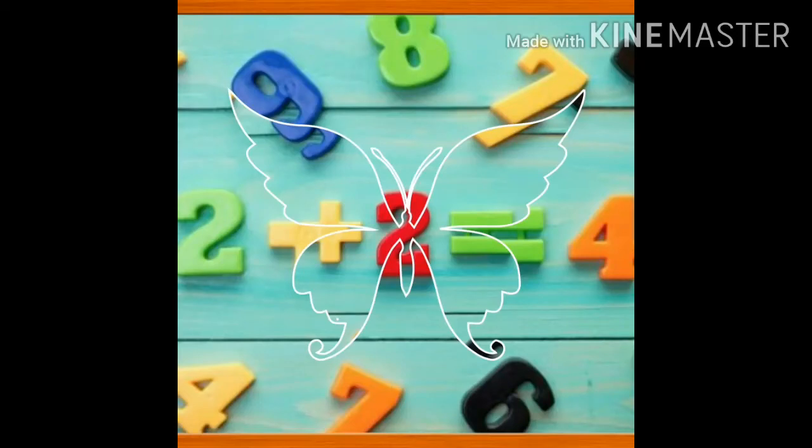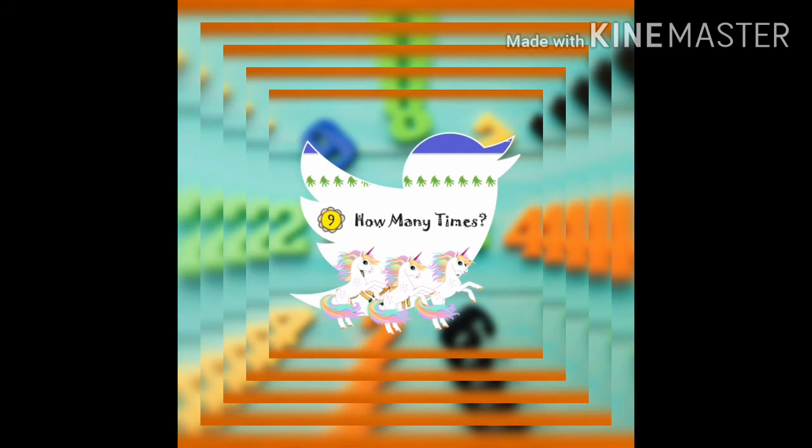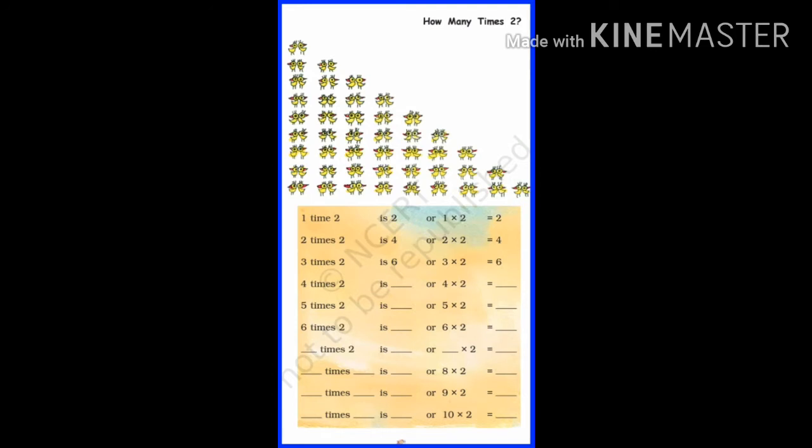Hello, children. Let us continue our chapter How Many Times. Our topic is How Many Times 2. Children, in the picture shown here, there are birds which are arranged in two groups.